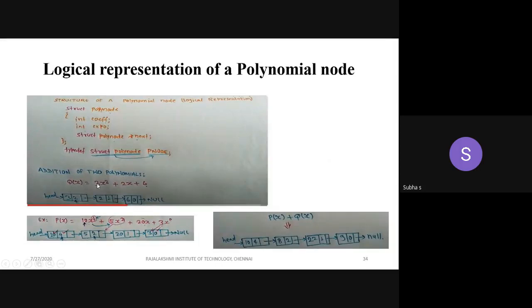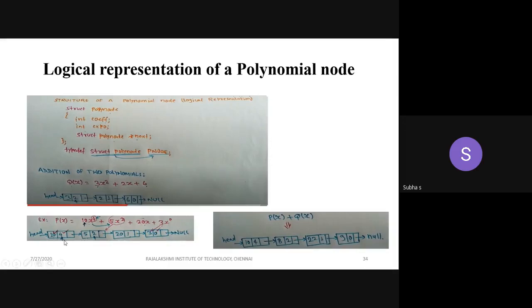Now we check the first element in each node, because here for polynomial p, currently the pointer is pointing to 10x power 4. That means this node. Similarly for q(x), the pointer is pointing to 3x power 2. That is the first node, node 1. You can call it node 1, 2, 3. It will be easier. Here node 1, 2, 3, 4. It's not necessary that the two polynomials should have an equal number of nodes. It depends on the equation that we are giving.